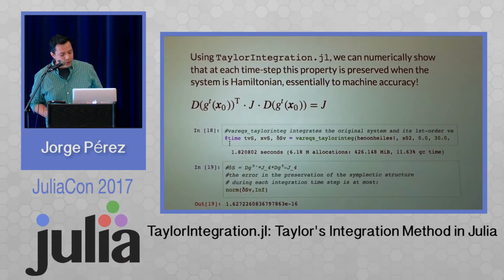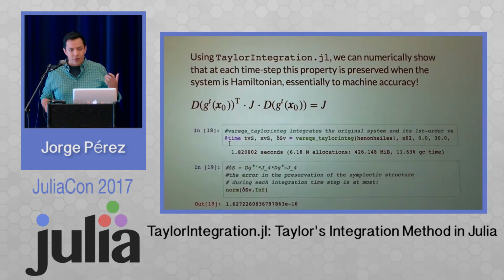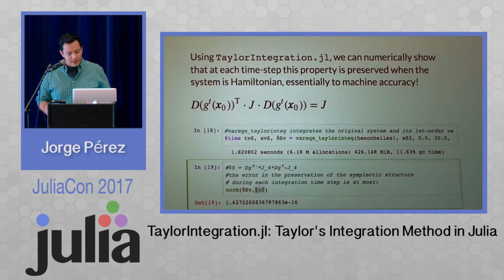Okay, and other things that we can do in order to study how accurate our solutions are: for example, again, for Hamiltonian systems, we know that they have to comply with a symplectic structure. So we are also using Taylor integration. We are also able to evaluate this property, and what we can see is that during our integrations, we are able to be very close to the symplectic structure and only get errors which are comparable again to the machine epsilon.